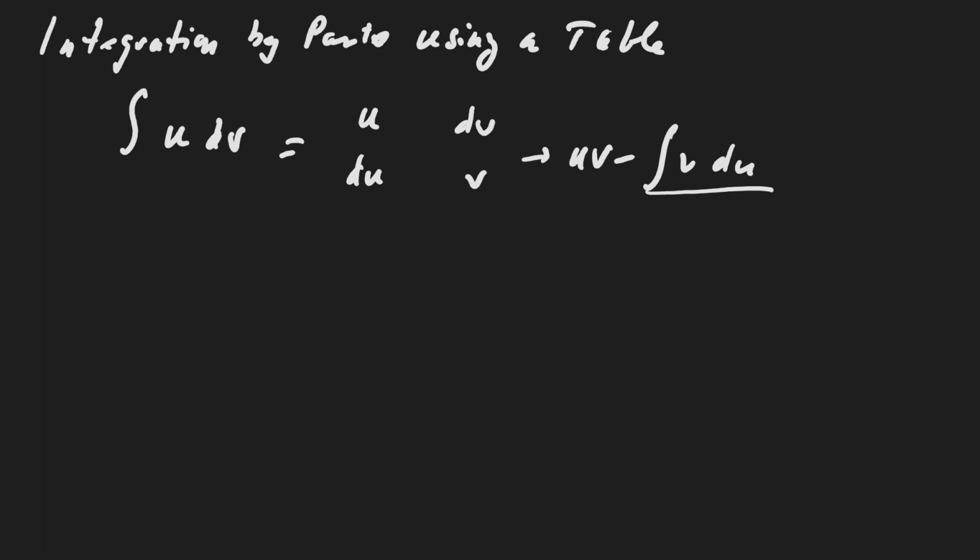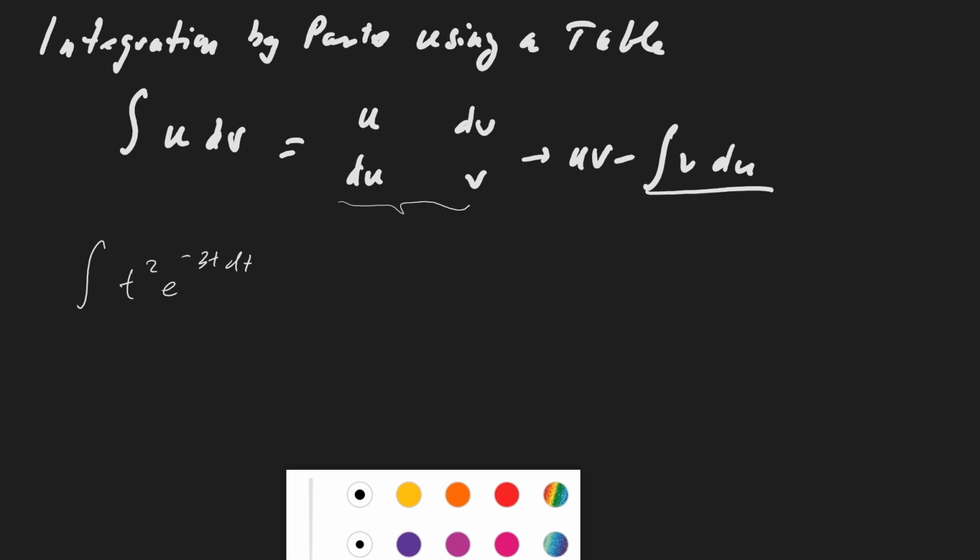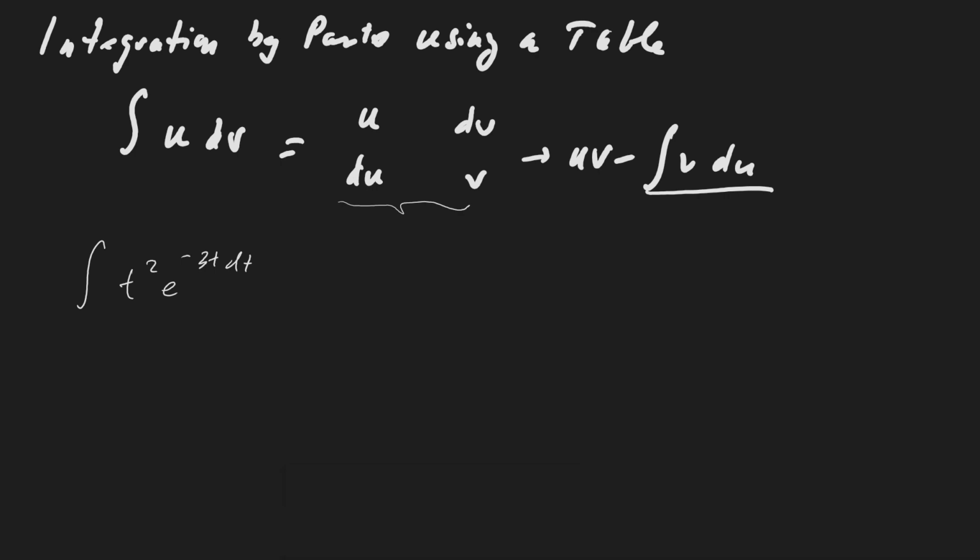So let me show you an example. And actually in this example I'm just going to go ahead and use this pattern here and see if we can construct a table for our antiderivatives and our derivatives. So suppose I want to take the integral of t squared e to the minus 3t dt. Hope you're going to be able to see that. Maybe I should change my font here just a second.